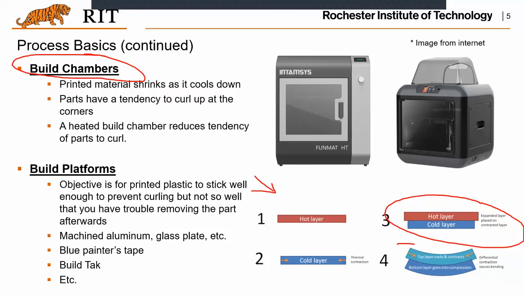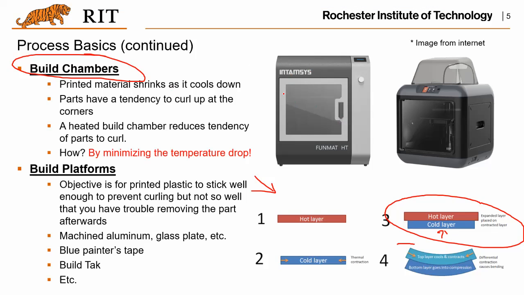So a heated chamber is used to reduce this tendency of parts to curl, because inside this chamber, the temperature is maintained at a higher level, such that even the previously built layer will be at a high temperature. That will effectively prevent the curl during the printing process.